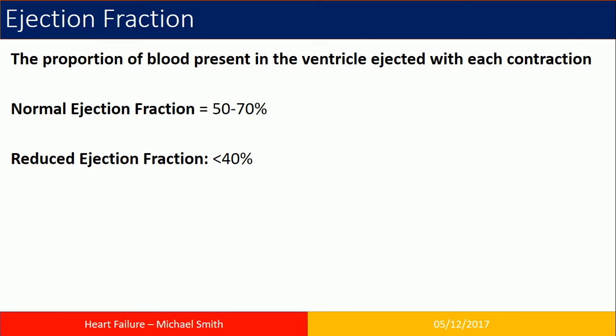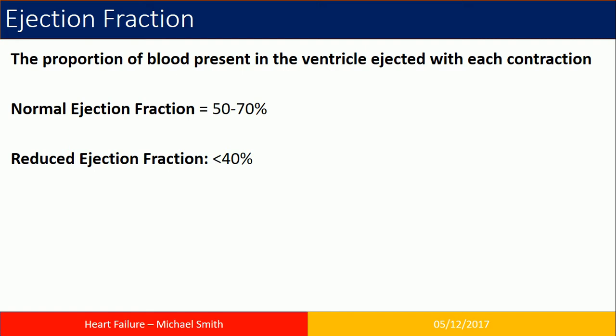So the ejection fraction is the proportion of blood that's present within the ventricle that's ejected with each contraction. So when you look at this, you're typically looking at the left ventricle. And say your left ventricle fills with 100 mils of blood, then when your heart contracts, if it shoots out 70 mils of blood, then there'll be 30 mils left. So that means that 70%, 70 mils out of 100 mils, has been ejected. So your ejection fraction would be 70%, and that would fall within the normal range.